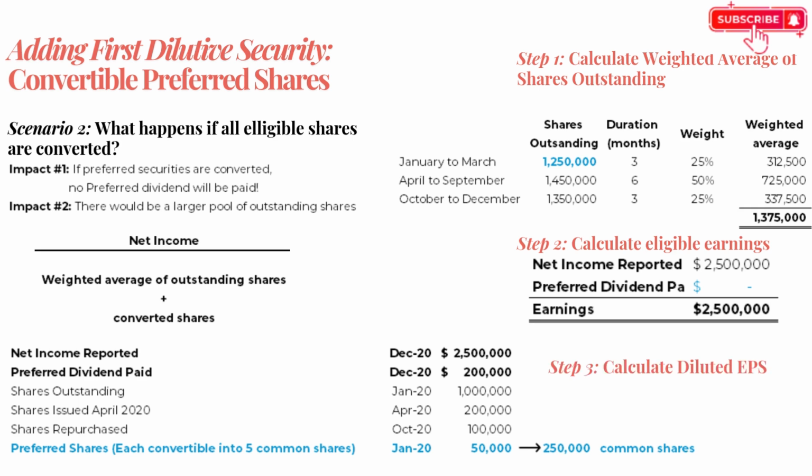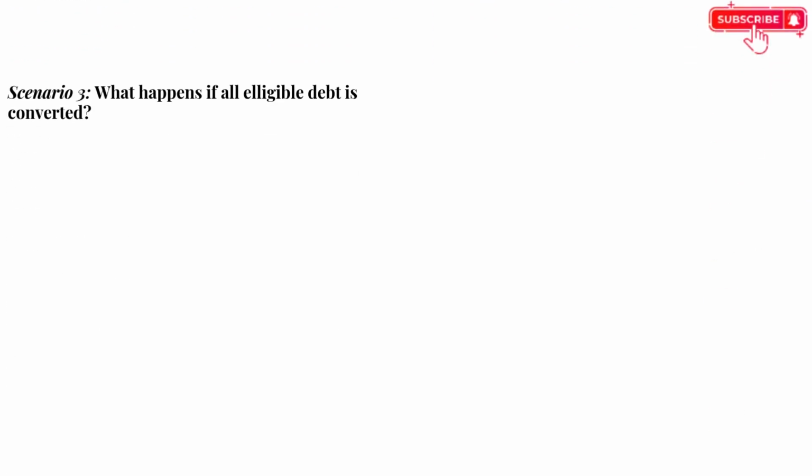Step 3, calculating your diluted earnings per share, 2.5 million divided by 1,375,000, and that gives us $1.82 per share. As you can see, we're already lower than the $2.04 that we had originally. Good job. Now let's add another dilutive security.